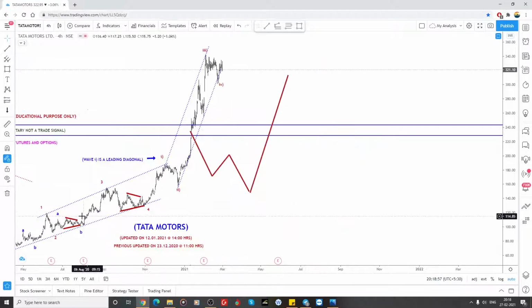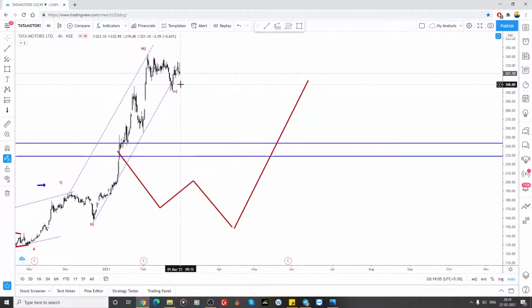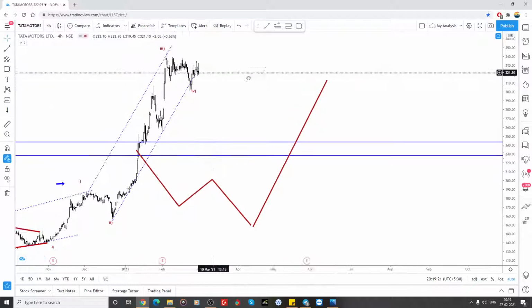Tata Motors also 1, 2, 3. So we are in the fourth wave. What I did is I bought at 305 here, and I booked, and I have already exited all my portfolio. I booked at 320, some 327 I think, before on the Thursday. No, it's not, it's a Wednesday. Yeah, on Wednesday I booked the profit and I exited all my portfolio.